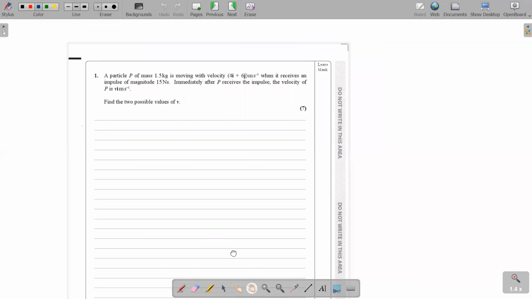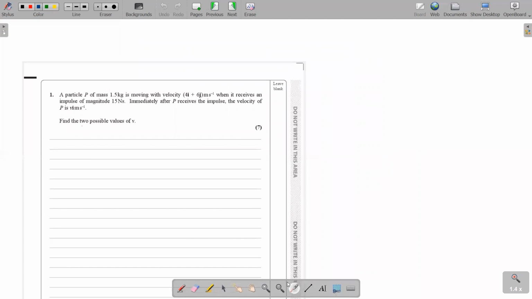Okay, when you go through this question, you can see they've given you the initial velocity in terms of ij, like they've given you a vector quantity. The final velocity is also given in terms of ij, which means it's a velocity component. But you can see the impulse is given, they have given you the magnitude of the impulse, not in terms of ij.